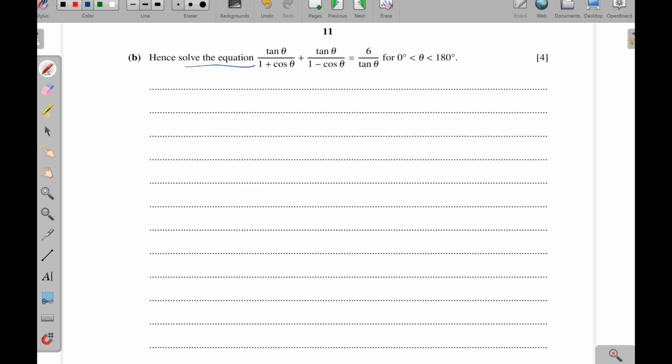Part B, hence solve this equation. Hence means begin from where you have stopped. This whole thing, we have seen it is 2 out of sine theta cos theta. Then we shall equate to 6 out of tan of theta. Now we shall cross multiply, and then here we shall get 2. I can even simplify this, okay? And we say, okay, let me just write 2 tan theta is equal to 6 sine theta cosine of theta.